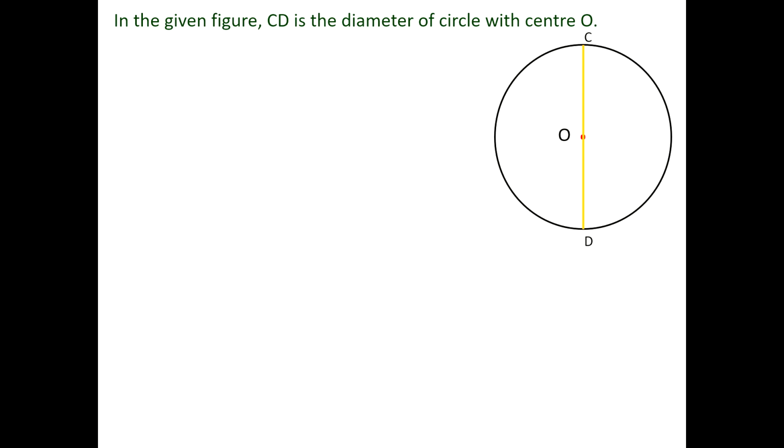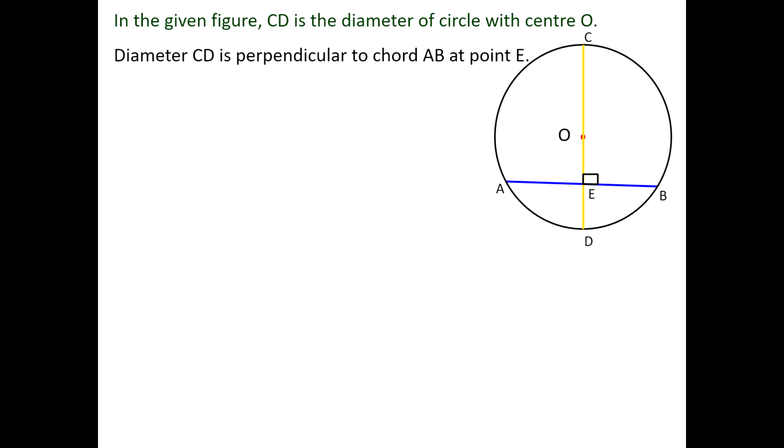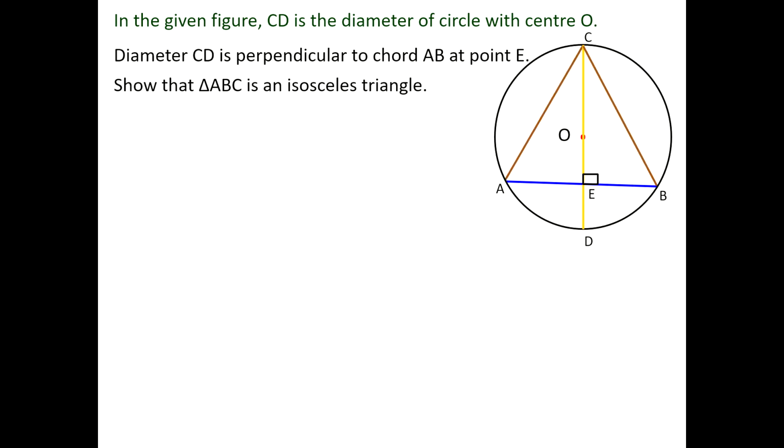We have the given figure in that CD is the diameter and O is the center of the circle. CD is perpendicular to chord AB at E. So here AB we have, and E is the point of intersection of chord AB and diameter CD, which is perpendicular. So we have put the mark of 90 degree. Show that triangle ABC is an isosceles triangle. So here is the triangle. Let us prove it here.